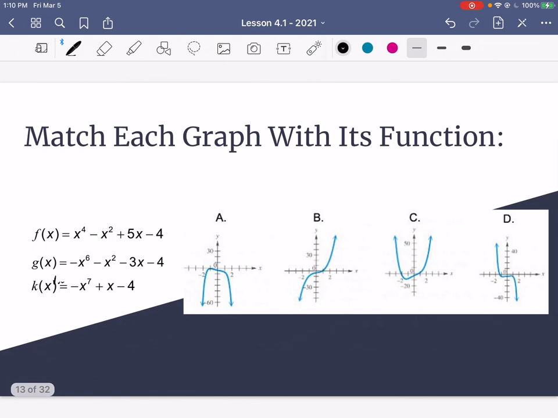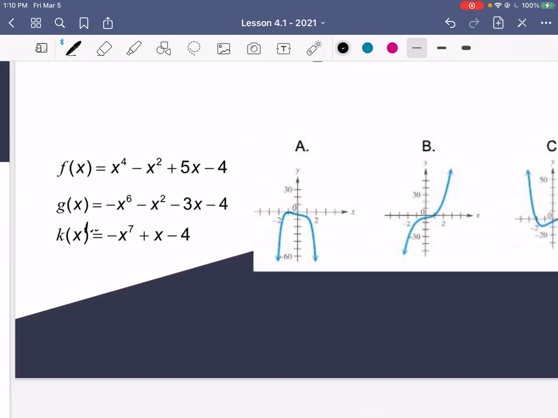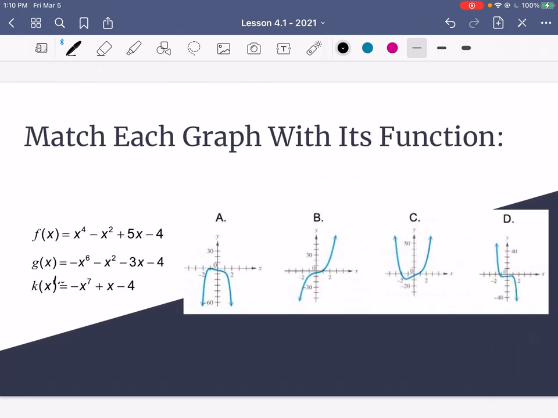Okay, so just using what we've learned about turning points and then the leading coefficient test and degree, let's go ahead and match each of these graphs with its function. So f of x, g of x, and k of x is what we've got here. First of all, let's just use the leading coefficient test to determine the degree of these polynomials, and then if they're even, odd, or negative, or positive, okay?